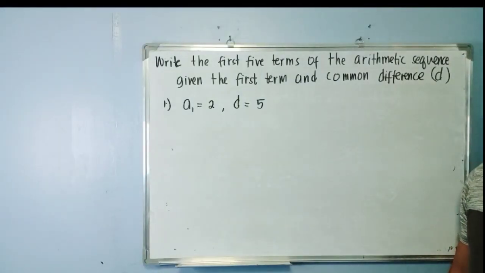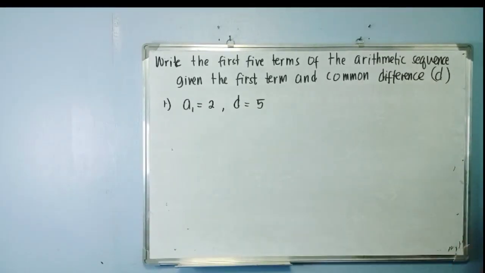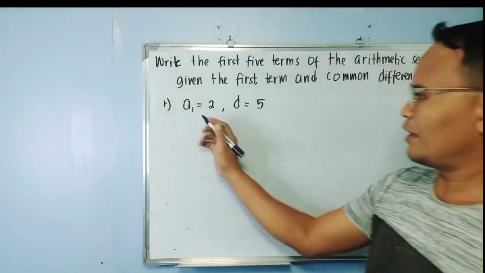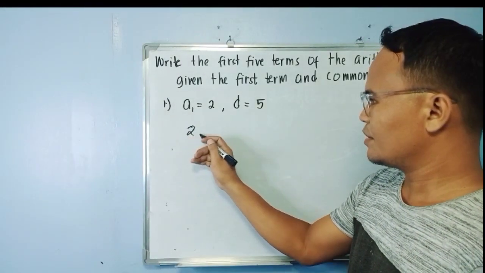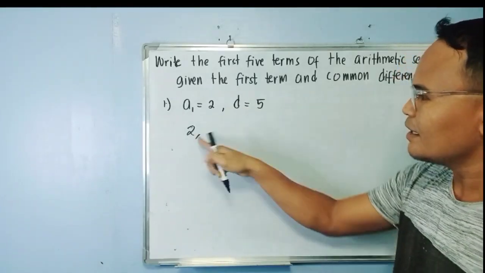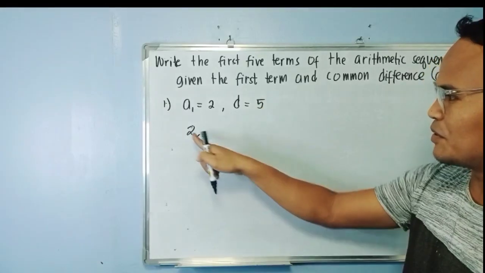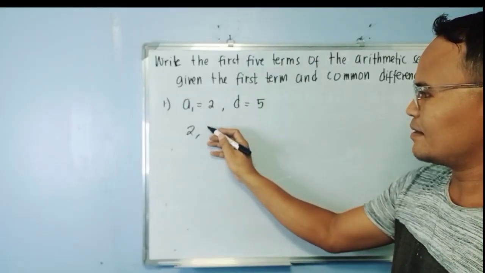Okay, in our next activity, we are going to find the first 5 terms of the arithmetic sequence given the first term and the common difference. Okay, number 1. The first term is 2 and the common difference is 5. So our first term is 2. Since we have the common difference 5, we can obtain the next term by adding the first term by 5 to obtain the next term. So 2 plus 5, that is 7.